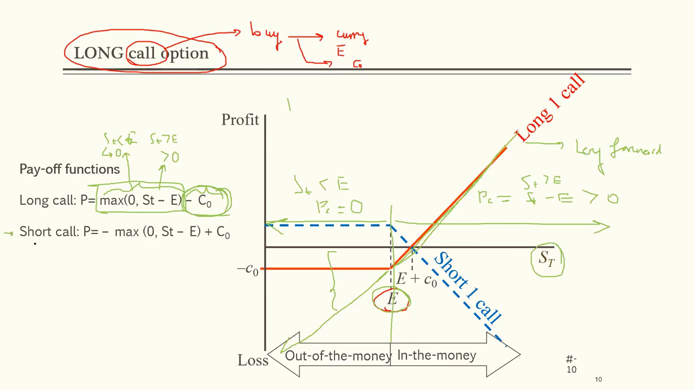For the short call position, it's the blue line here on my graph. So what we see here is that because the short position is the counterparty of the long position, their payoff function should be the opposite of the long call position, okay? Which means the short call should be the long call times minus one, okay? So it would be minus the long call. So that will be minus max, minus C0, okay. So if I rearrange, I will get this equation over here, okay, for the short call position.